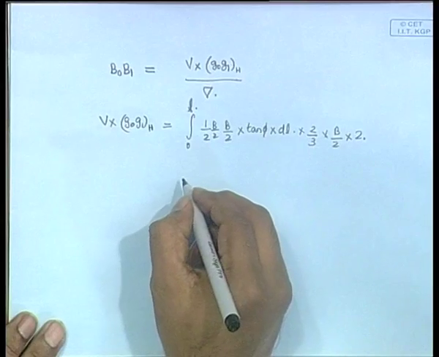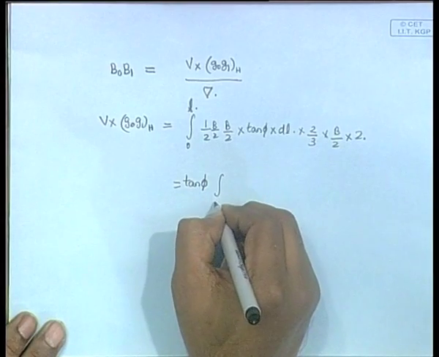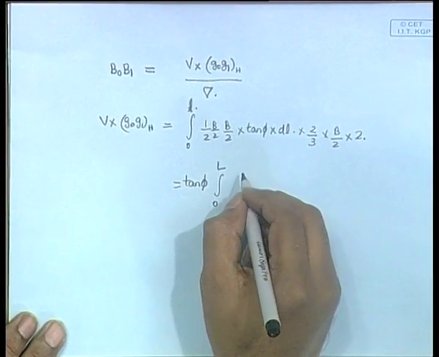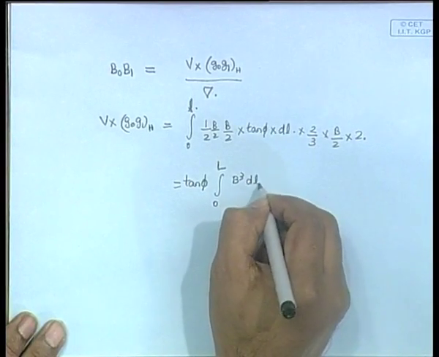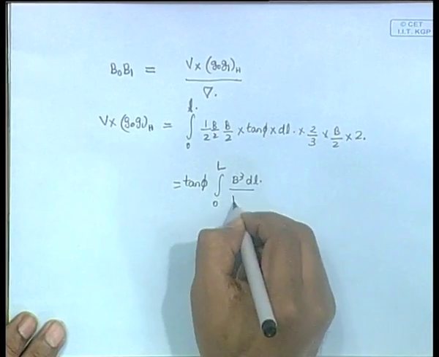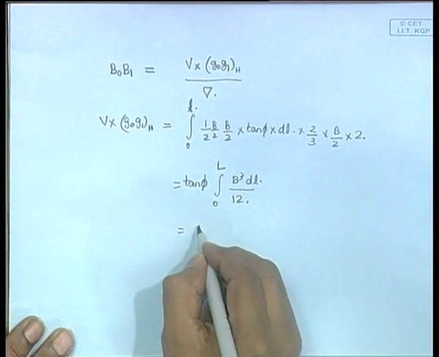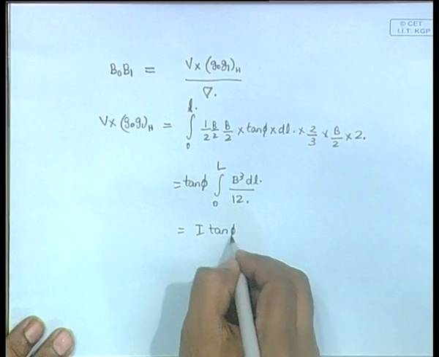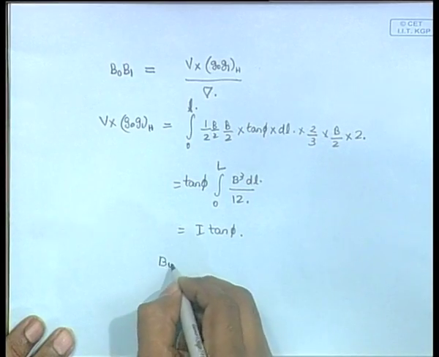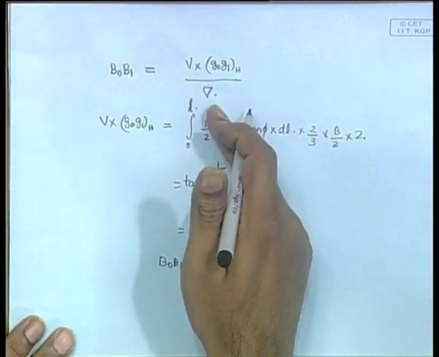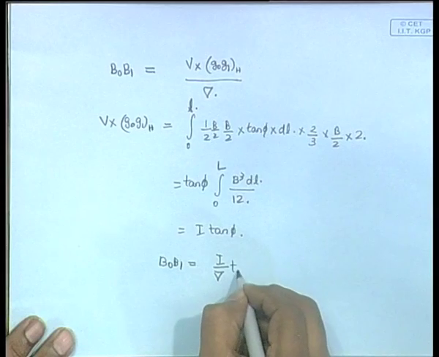Okay. So, this will be your v into this, equal to tan phi into the integral from 0 to L, which is the total length of the ship, of B cube dl by 12. It will come like this, which is actually equal to I tan phi. Now, what does it tell you? Therefore, B0B1 is this divided by V into this, so I by del tan phi.